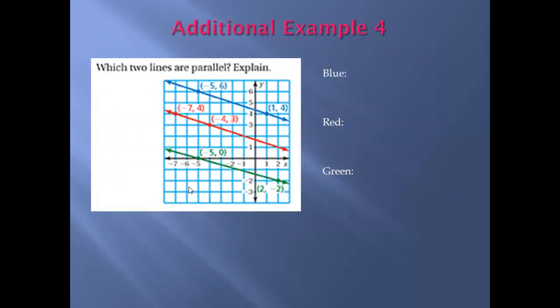Now we have an additional example. You can pause the video and try it on your own, or you may follow along. Which 2 lines are parallel, and explain. So the first thing we need to do is find the slope of each of the lines. We'll first start with the blue line.